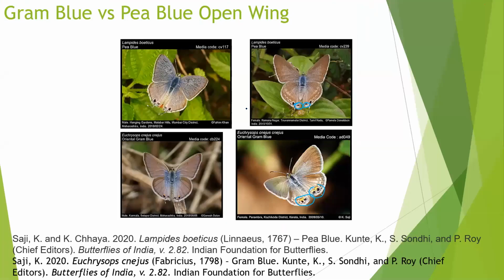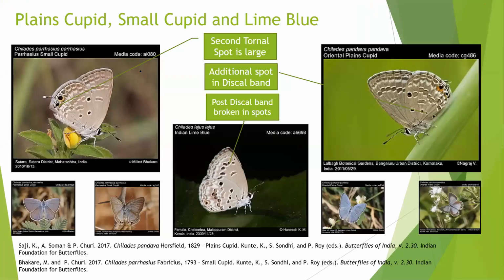I come to the next slide. Oh, this is another one which is going to create problems. The pea blue, the plains cupid, the small cupid, and the lime blue. If you see the plains cupid, which is on my right, and the small cupid is on my left. How to distinguish between the plains Cupid and the small Cupid, as both of them occur at the same places? I have found them in the same place. The plains Cupid breeds on cycas, and the small Cupid breeds on acacia.